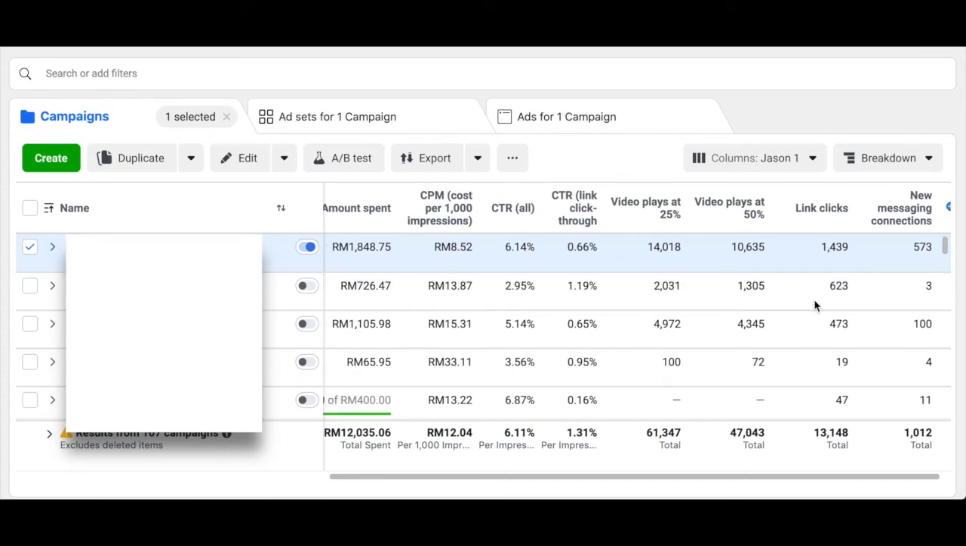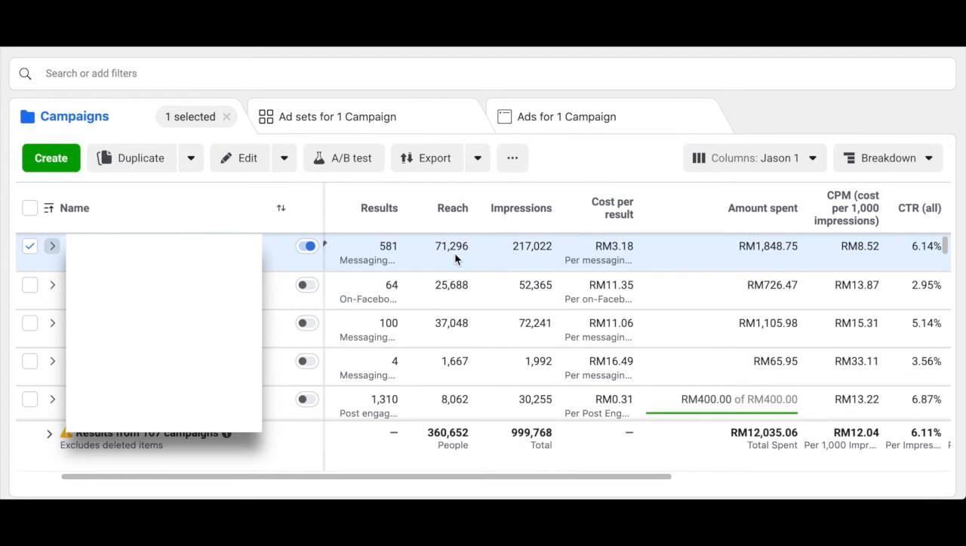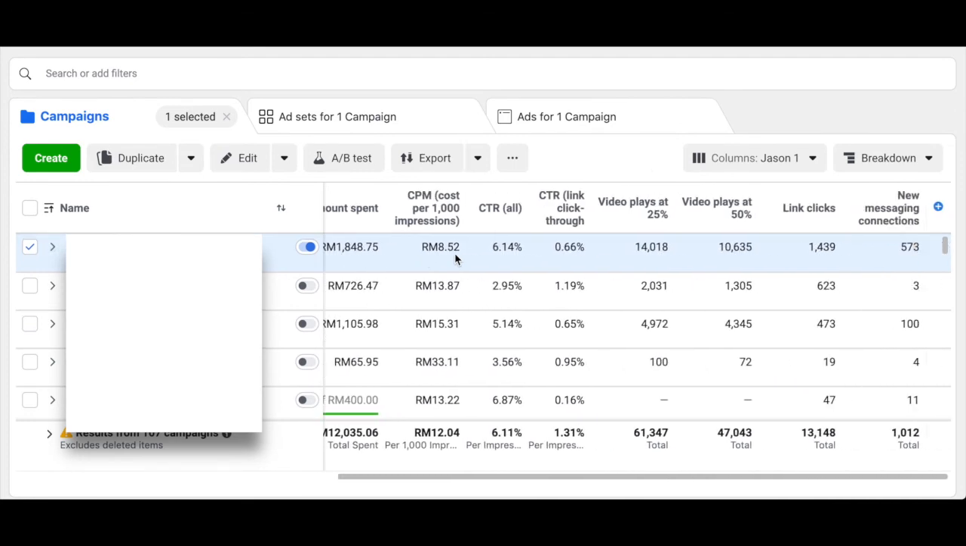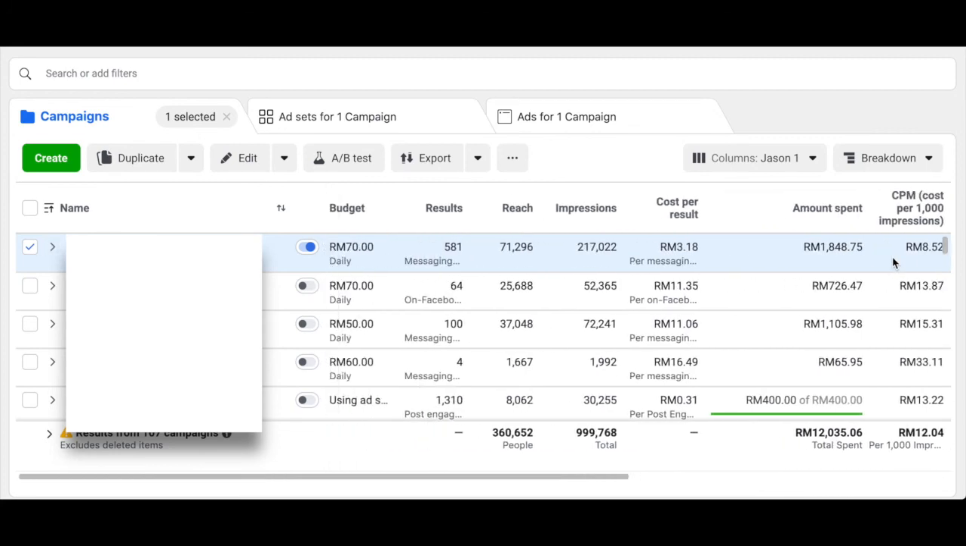And out of which we got 1,400 clicks. Now look back, 71,000 people reached, and then you have 1,439 clicks. So basically from here, we want to see how many people started a conversation. Over here, we have 573 message connections. So let's take a look back. And then in total, we have 581 messaging results.